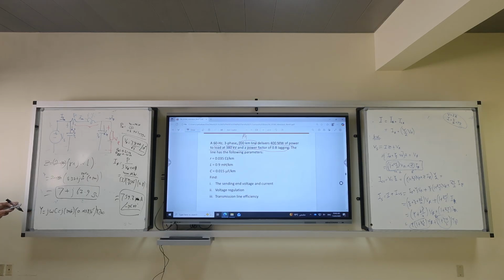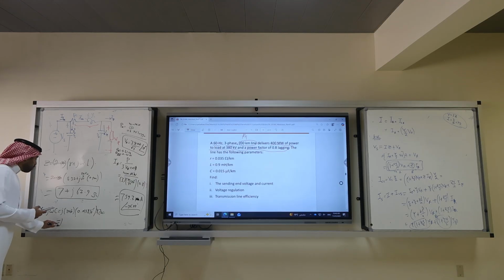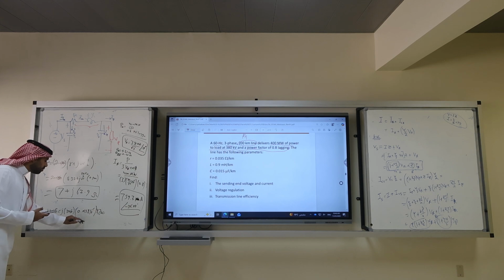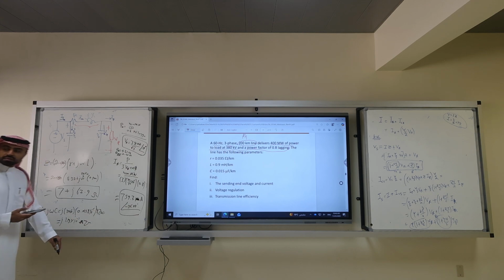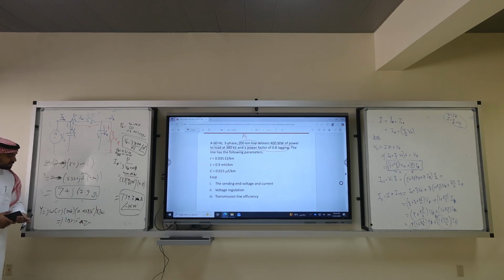So j times 2 pi 60 times 0.015 micro times 200, which is j times 1.13 times 10 to minus 3, not ohm, mu or Siemens. Okay? This is admittance, this is impedance.